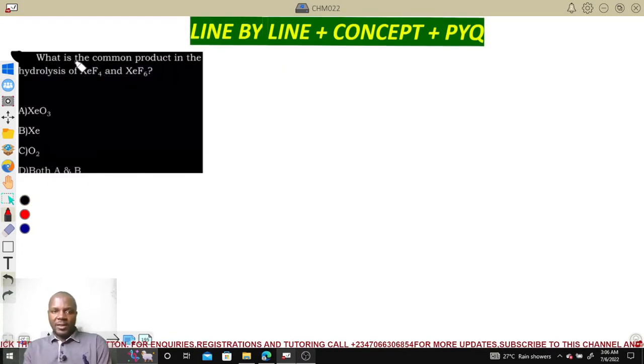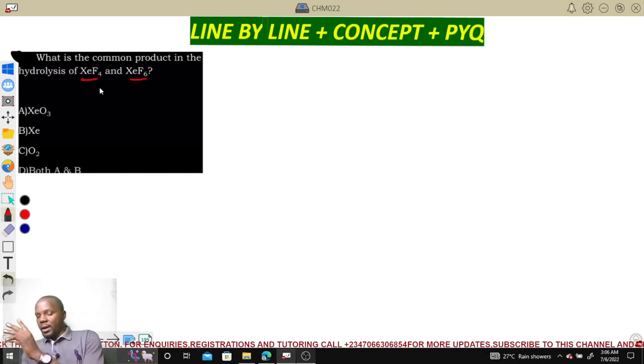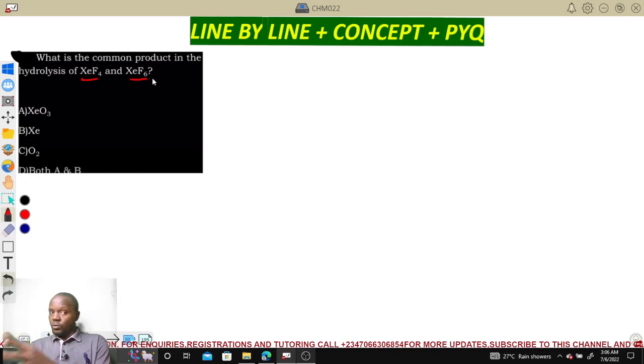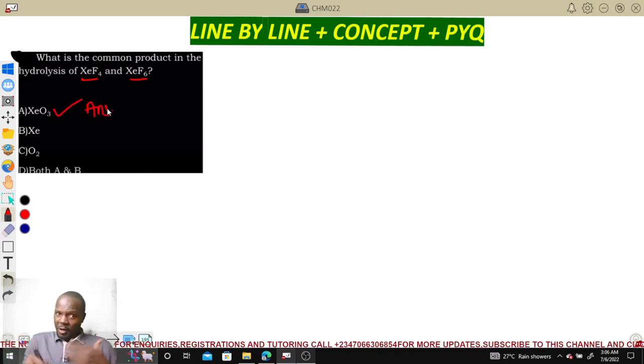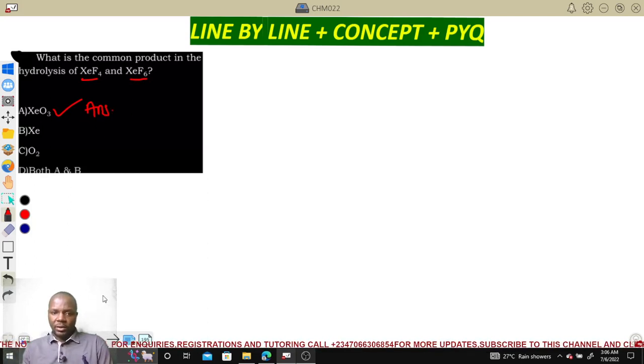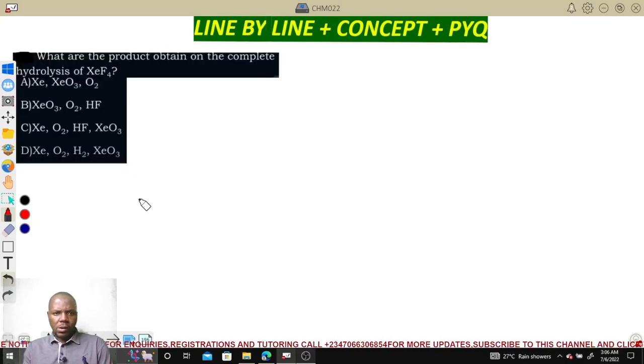Then it's about hydrolysis time. Which of the following is a common product of this and this? I told you XeF2 will give you Xe plus HF plus O2, but these two guys always give you XeO3. I've explained that in concept if you are following me line by line. The next question says, what is the product obtained on the complete hydrolysis of XeF4? You can see complete hydrolysis, XeF4. I told you XeF4 will definitely give you XeO3.